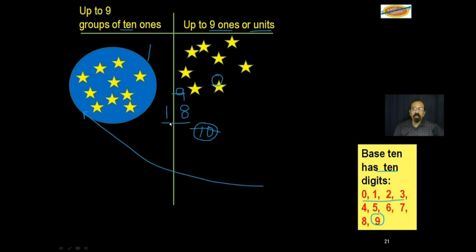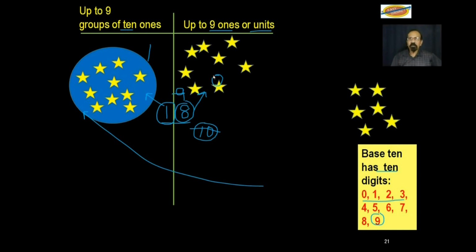But in saying we have 18 stars, we do not think normally that it is really one group of 10 and 8 individual stars. We don't think of it that way. Let's add some more stars. So that's 18, 19. At this point, we now have 9 stars here.